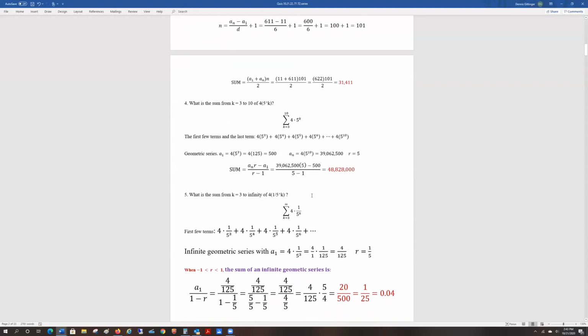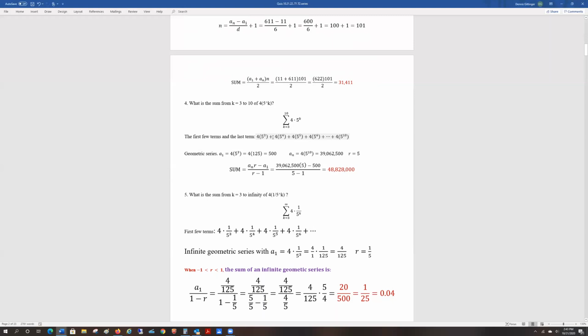Number 4. The first few terms are, now you want to look at the limits here, from 3 to 10. So this means replace k with 3, 4, 5, 6, 7, 8, 9, and 10. Now you don't have to write them all out. I write them out so that I can talk about the fact that this is a geometric series, because if you'll notice, the first term is 4 times 5 to the third, and the next term is 4 times 5 to the fourth.